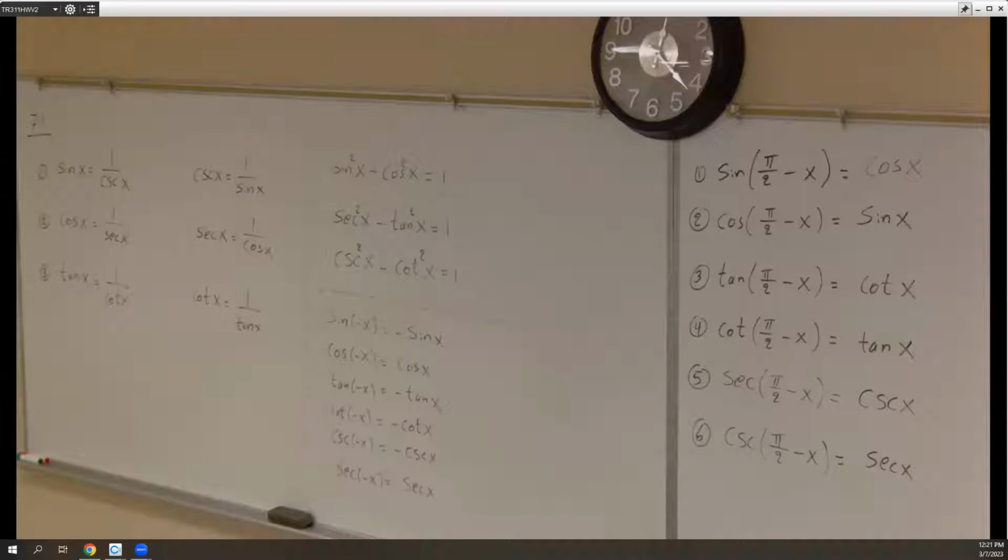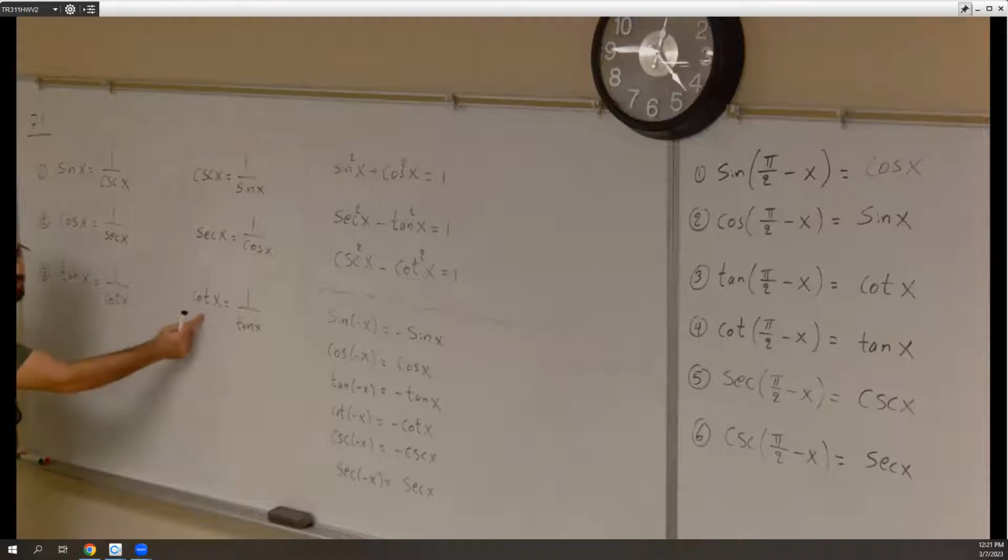Section 7.1. I already gave you the notes. It's exactly the same thing as in the notes. So already we know the reciprocal for the sine is 1 over cosecant. For the cosine it is 1 over secant. Tangent is 1 over cotangent. The same thing, we're going to do the opposite here.